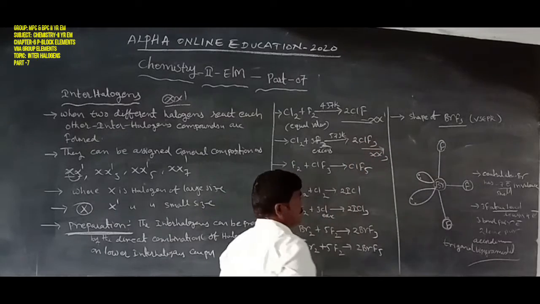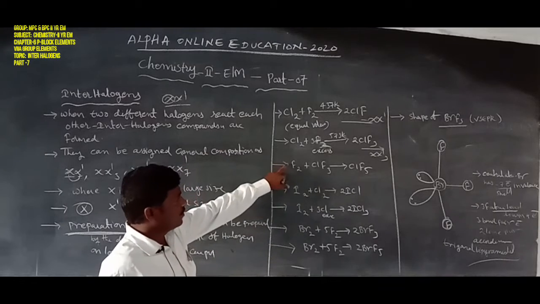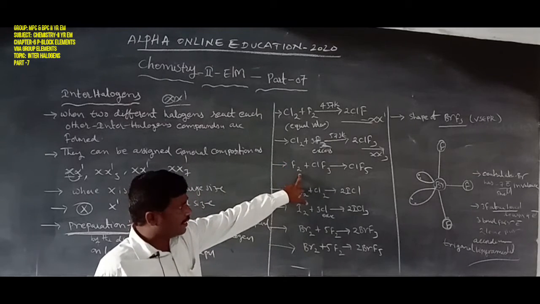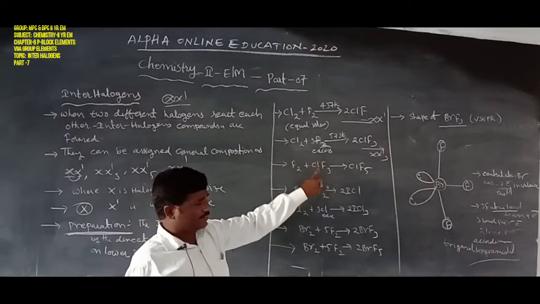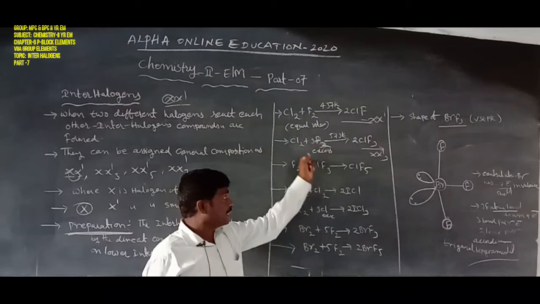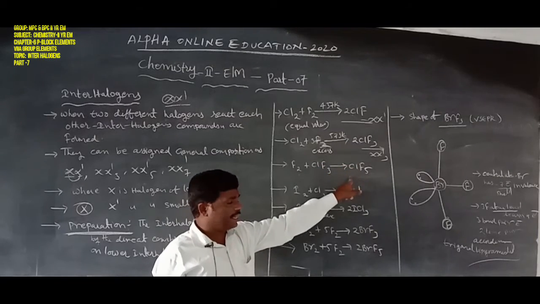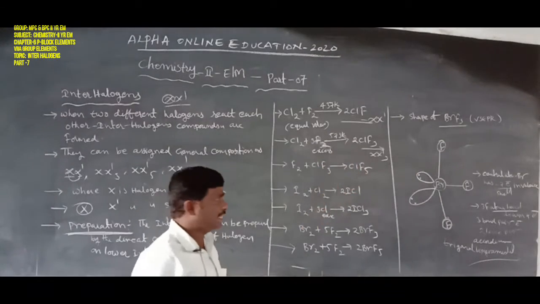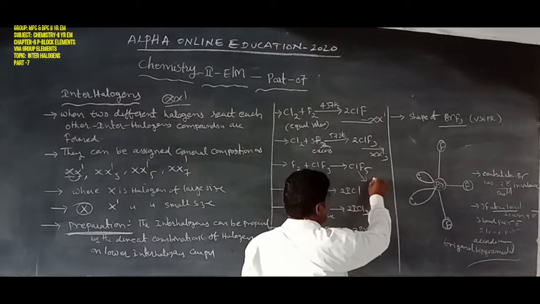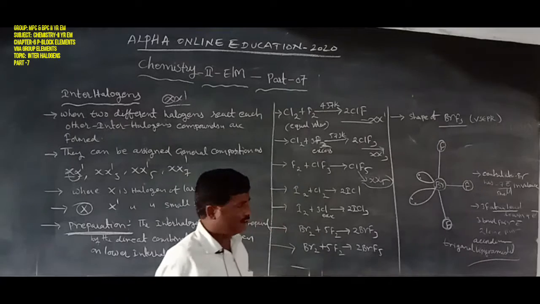That is also known as an interhalogen compound. Next, another one: fluorine reacts with ClF3. Which type here is XX3? Here the halogen combines with the XX3 to form ClF5. Which type here is XX5? That is also known as an interhalogen.